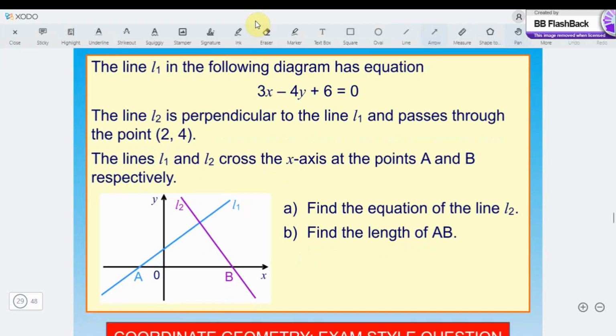So let's go ahead and find L2 first. I hope you have attempted the question. If you haven't, go ahead and pause the video, please. You have to do the question first.